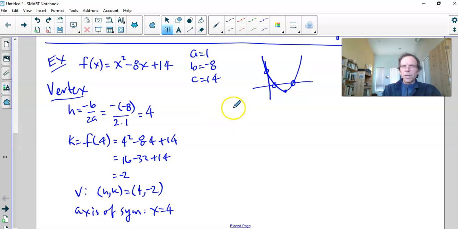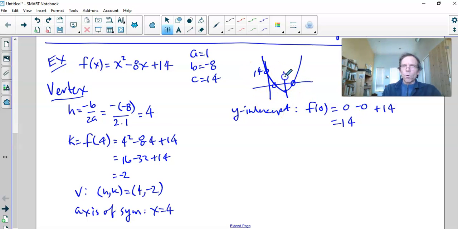What is that y-intercept? We said it was at this value, 14, right? It's f(0). That's going to be 0 minus 0 plus 14. I said it was the c. It is the c. It's 14. Okay, so this is 14. We already know that. And we know that this is 4. And we know that this is negative 2. We'll draw a careful one in a second.